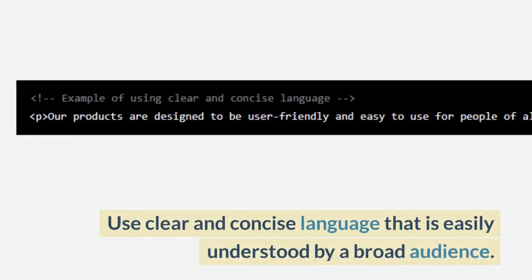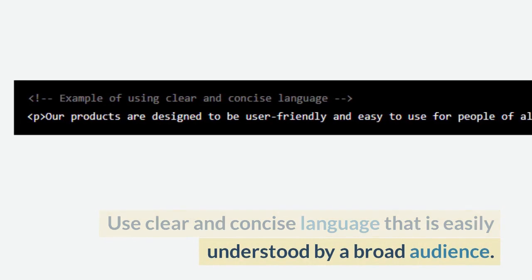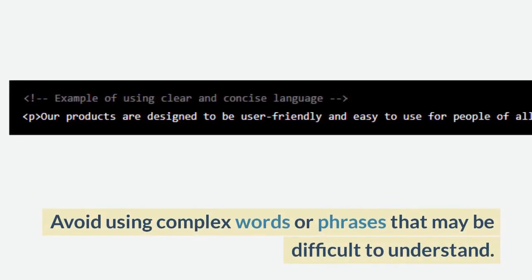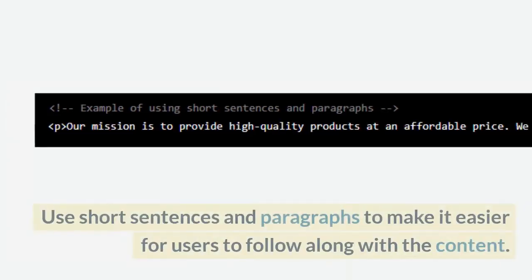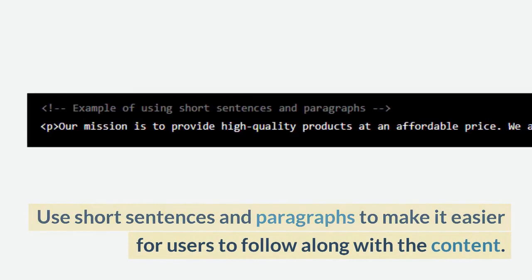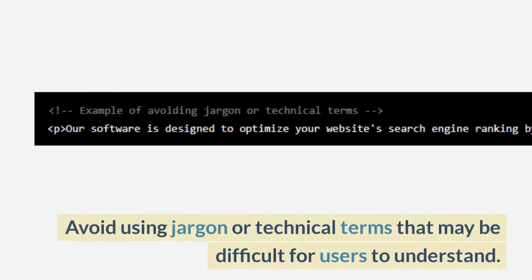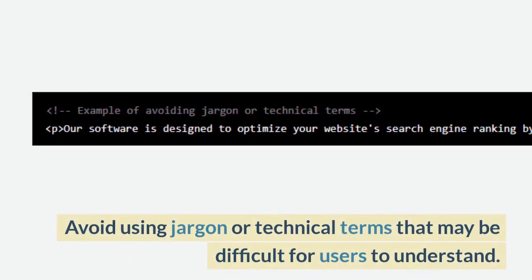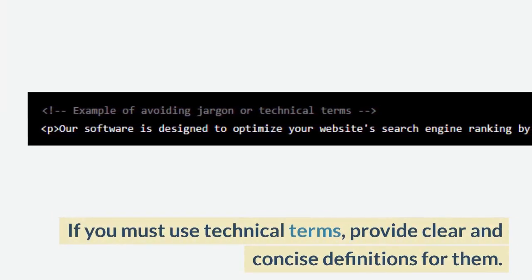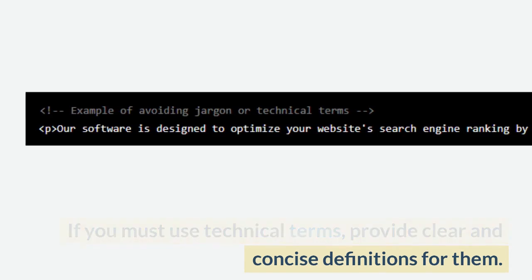Use clear and concise language that is easily understood by a broad audience. Avoid using complex words or phrases that may be difficult to understand. Use short sentences and paragraphs to make it easier for users to follow along with the content. Avoid using jargon or technical terms that may be difficult for users to understand. If you must use technical terms, provide clear and concise definitions for them.